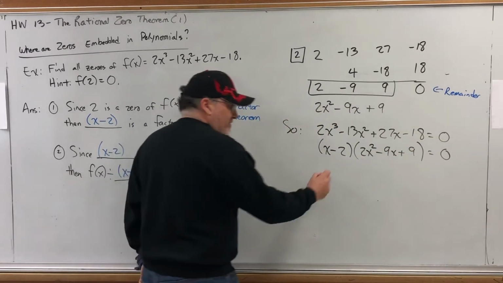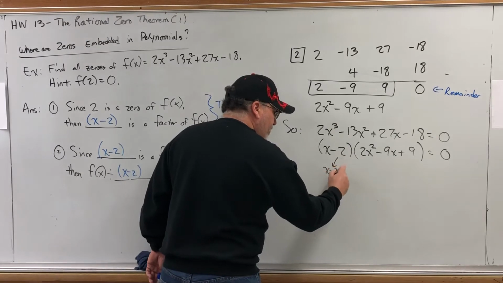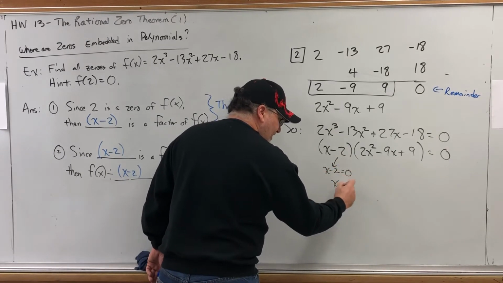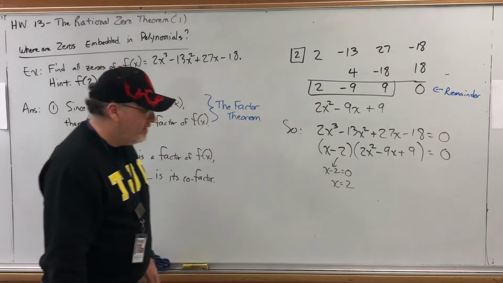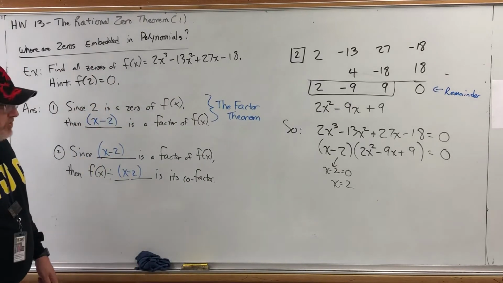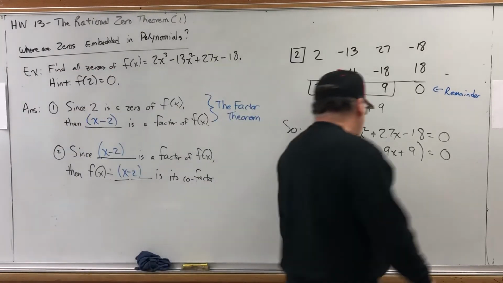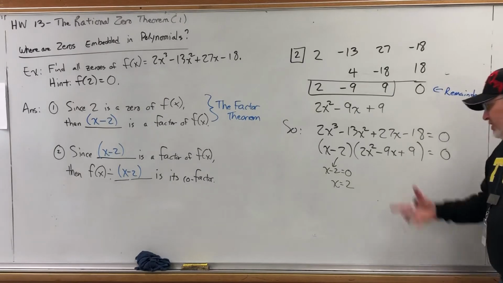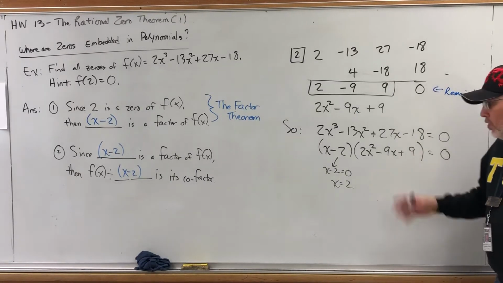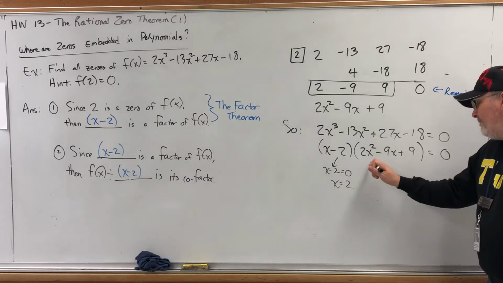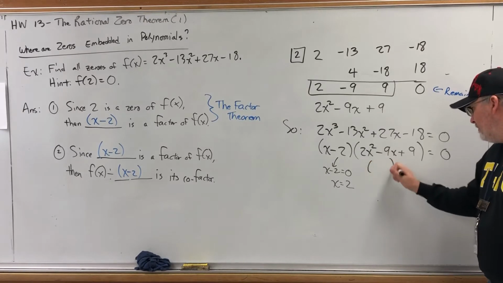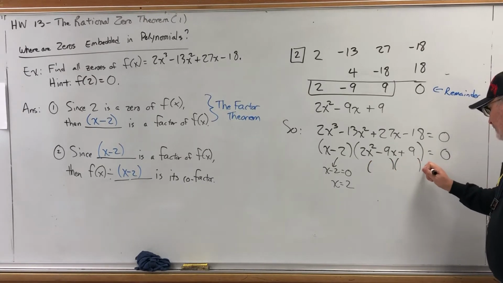We can solve the first factor equal to 0, but it's not telling us anything we didn't already know. X equals 2 is one of our zeros. To solve the other factor, we could get out the quadratic formula, or you could try to factor it further. I believe this will factor.